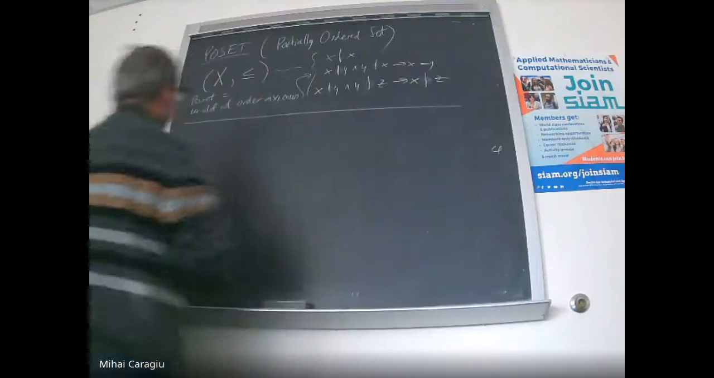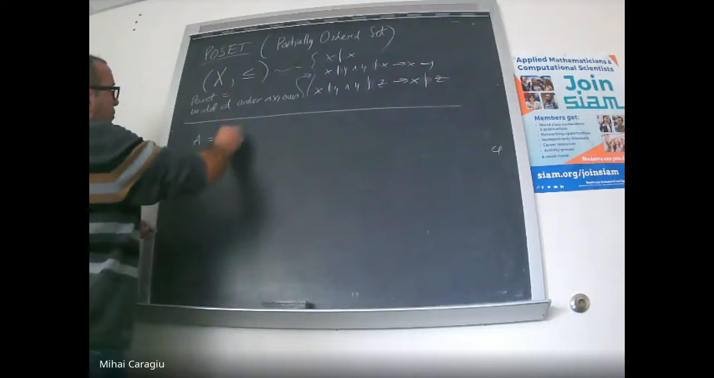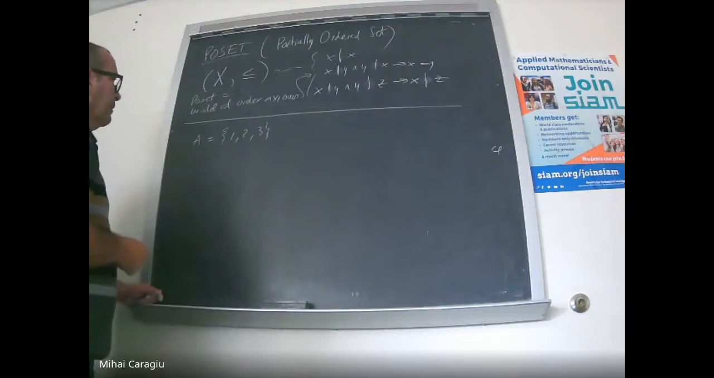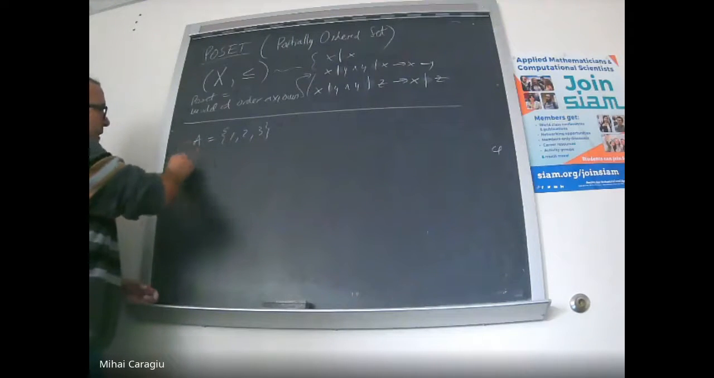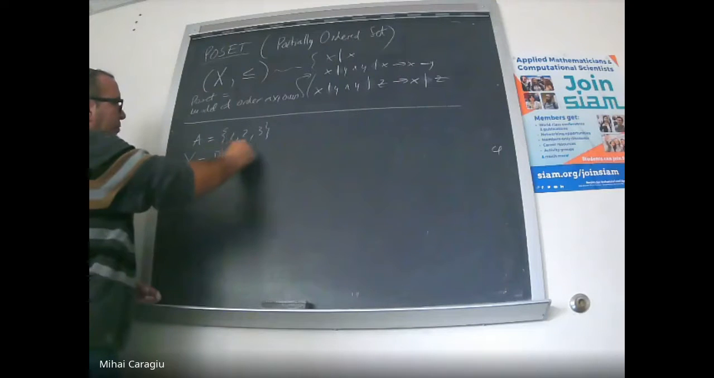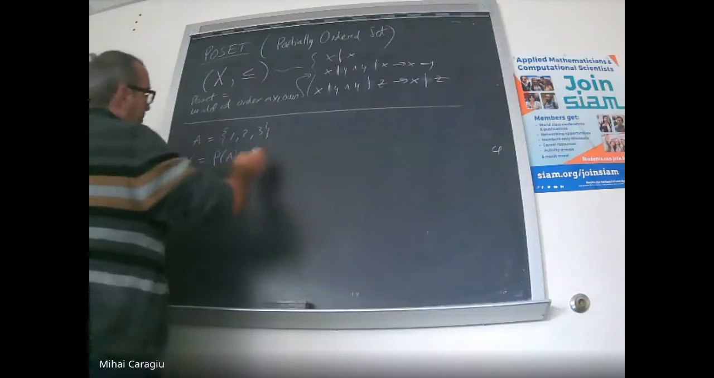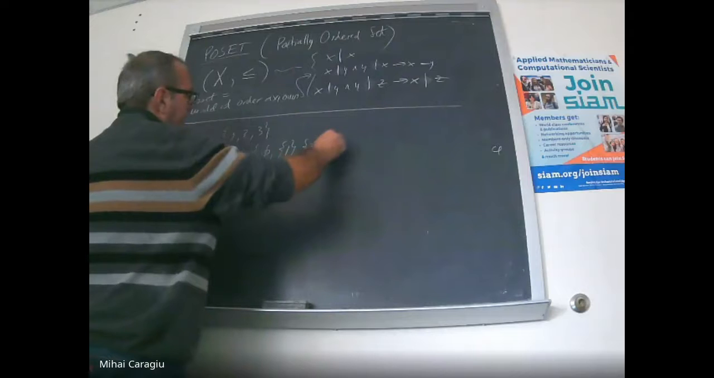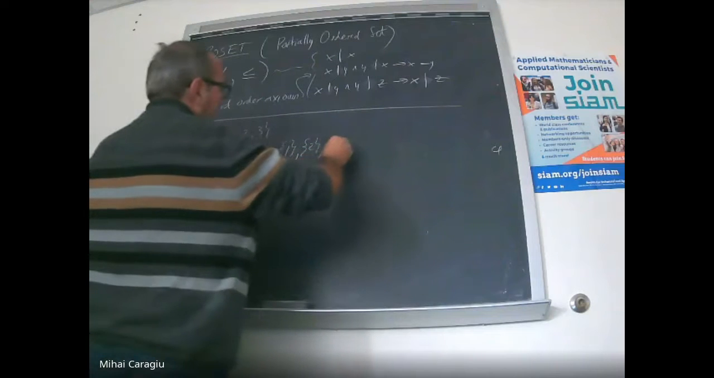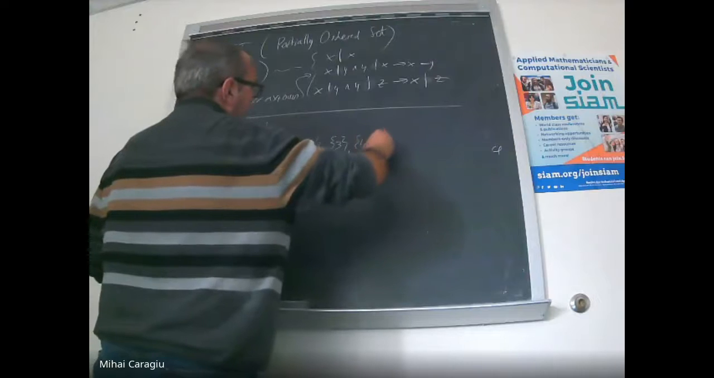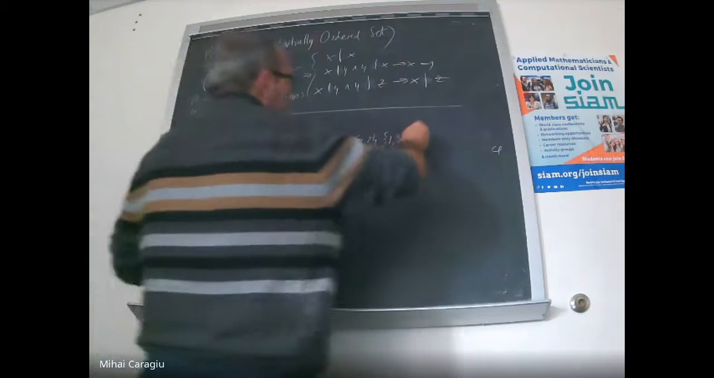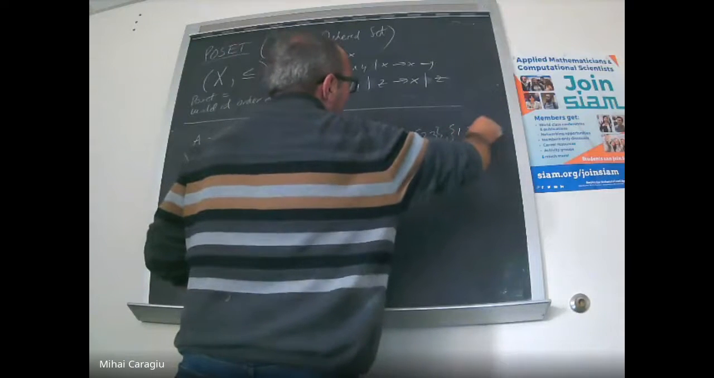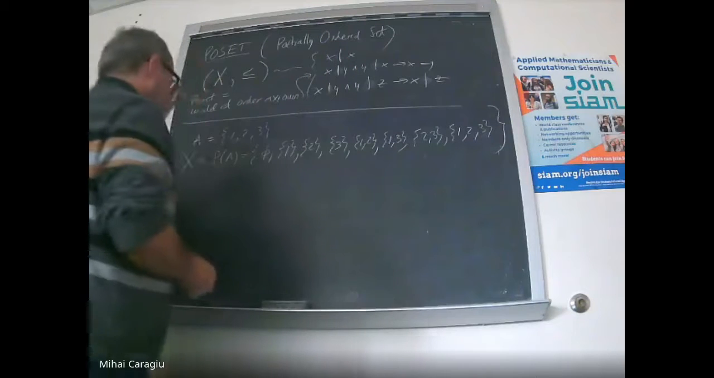Let A be the set {1, 2, 3}. Let's define the following: the set X is the power set of A. The power set of A is the set of all subsets of A. So the empty set, the set consisting of 1, the set consisting of 2, the set consisting of 3, the set consisting of 1, 2, the set consisting of 1, 3, the set consisting of 2, 3, and the set consisting of 1, 2, 3. This is the power set of A.